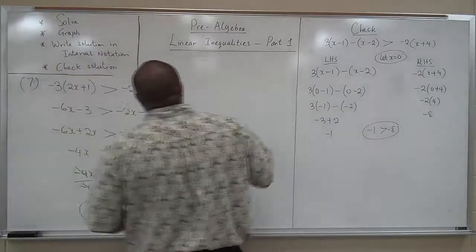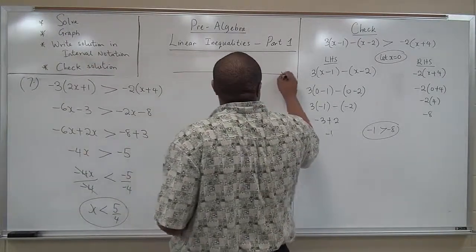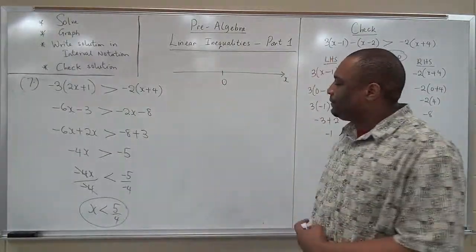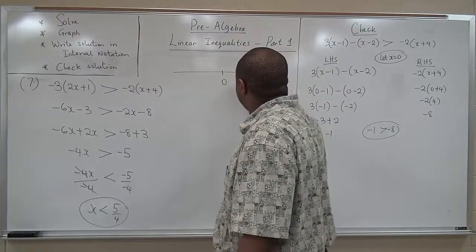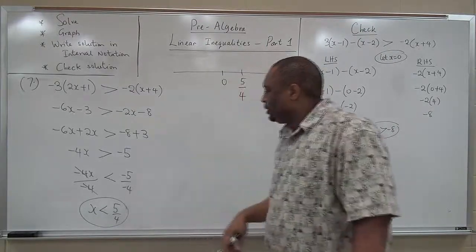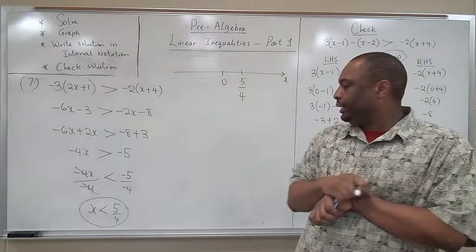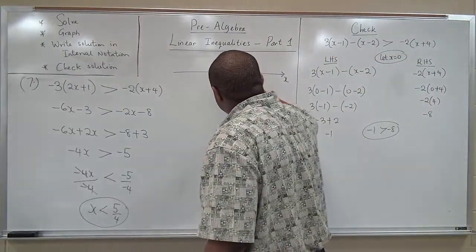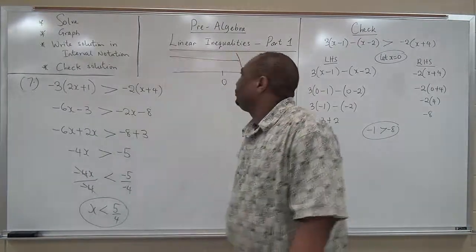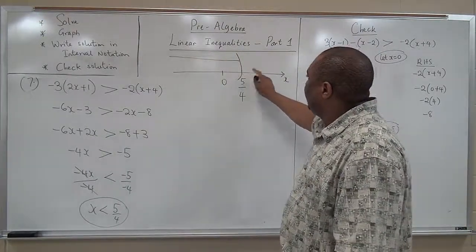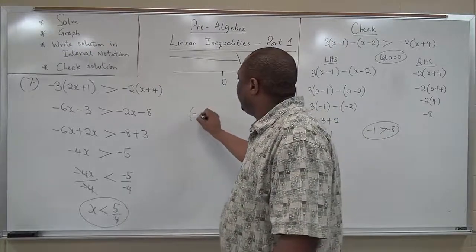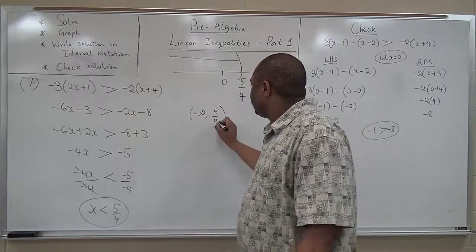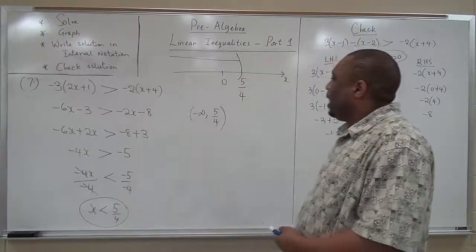Next thing we do is graph. Always put your 0. And this is 5 over 4. So we put it here, 5 over 4. So this will be what? Open going left. So this is open here, going left. So the interval notation will be from negative infinity to 5 over 4. That's the interval notation.